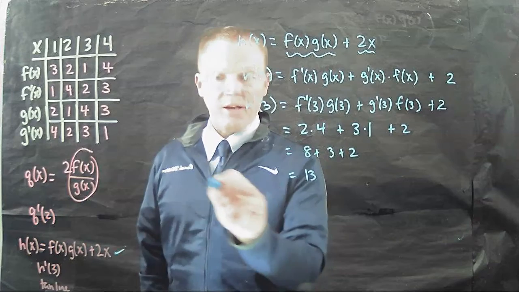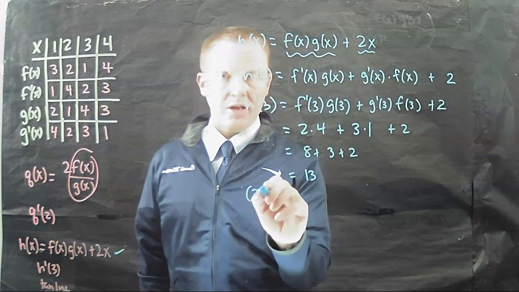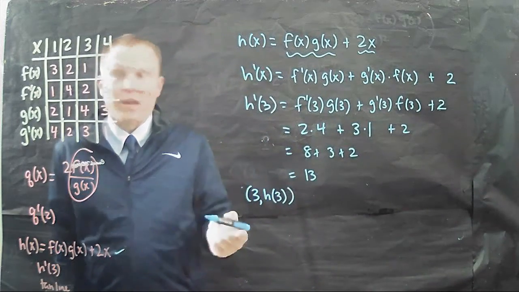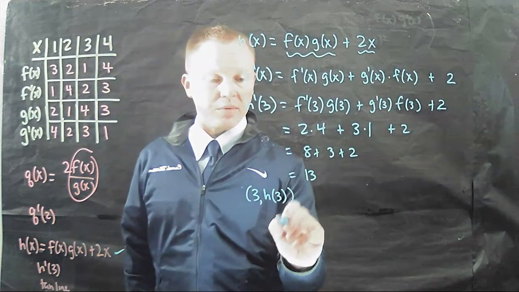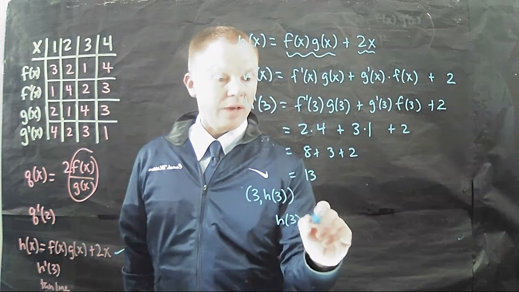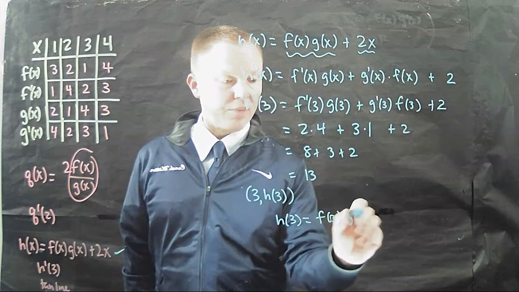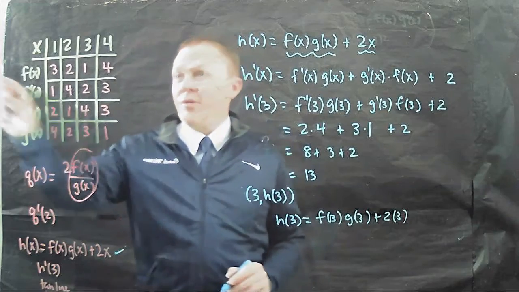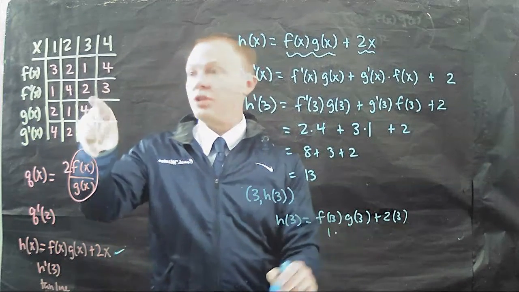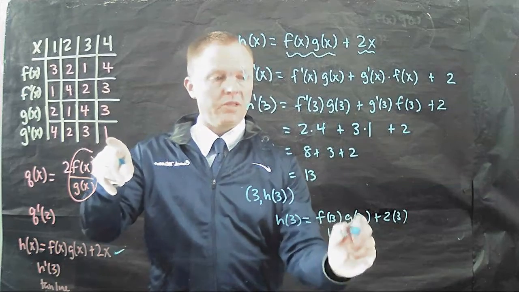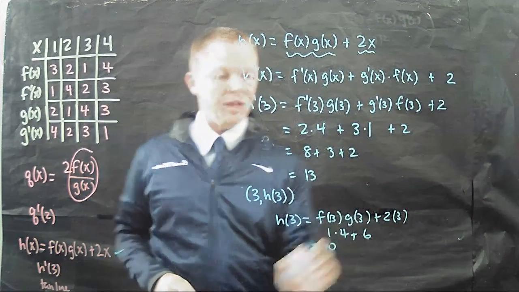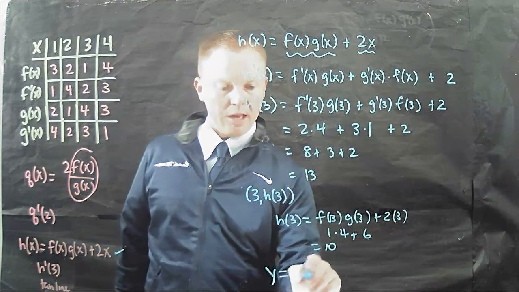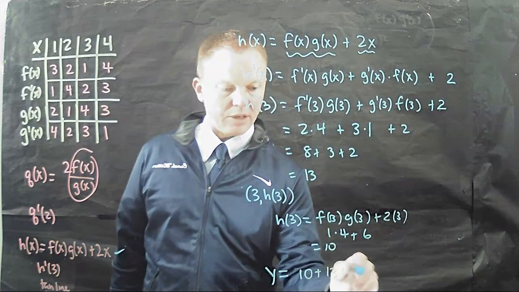So in order to do that, that's going to be the point 3, h of 3. And so I just got to figure out what h of 3 is. So h of 3 is going to equal f of 3 times g of 3 plus 2 times 3. So I go over here and I say f of 3, 1, g of 3, 4, plus 2 times 3 is 6. This is 10. So the equation of our tangent line is y equals 10 plus 13 times x minus 3.